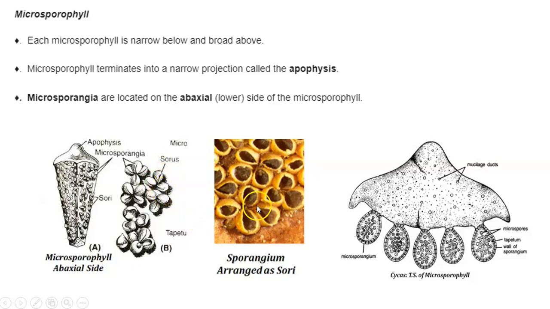If you open one particular microsporangium, you can see many microspores. If I cut it transversely, you can see this shape. There are a lot of mucilaginous ducts, and since on the abaxial side it is arranged like this, you can see microspores embedded in the microsporangia.